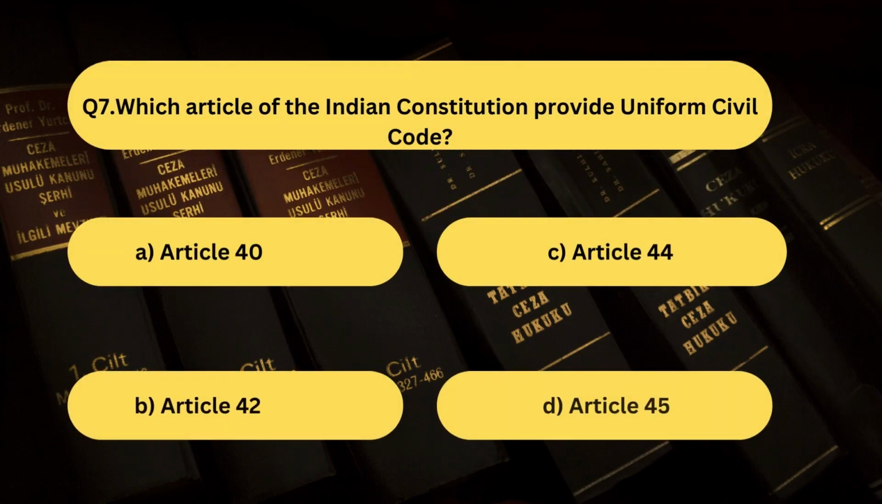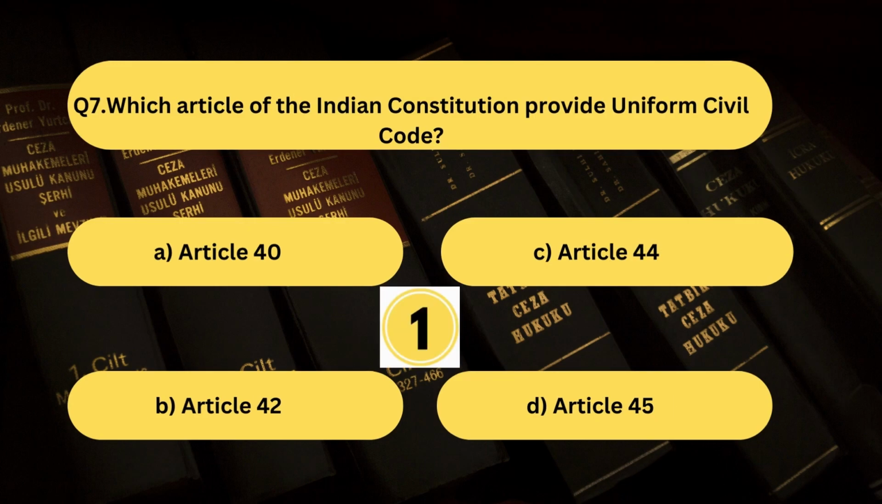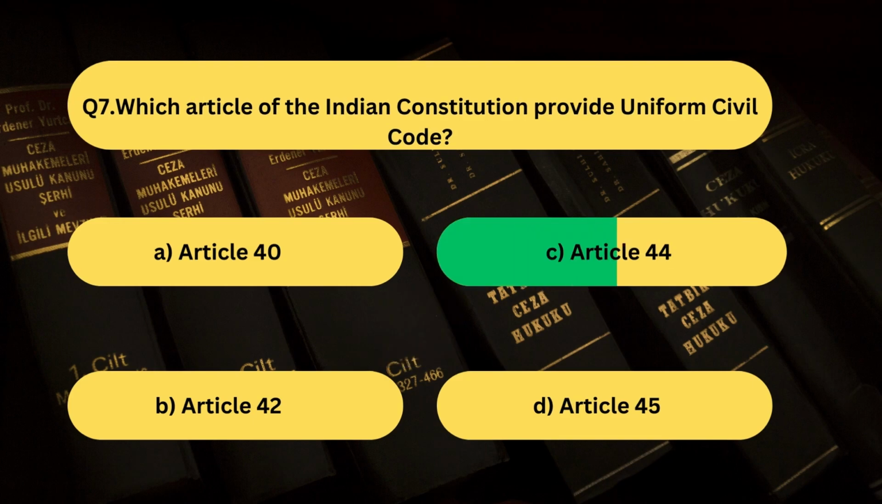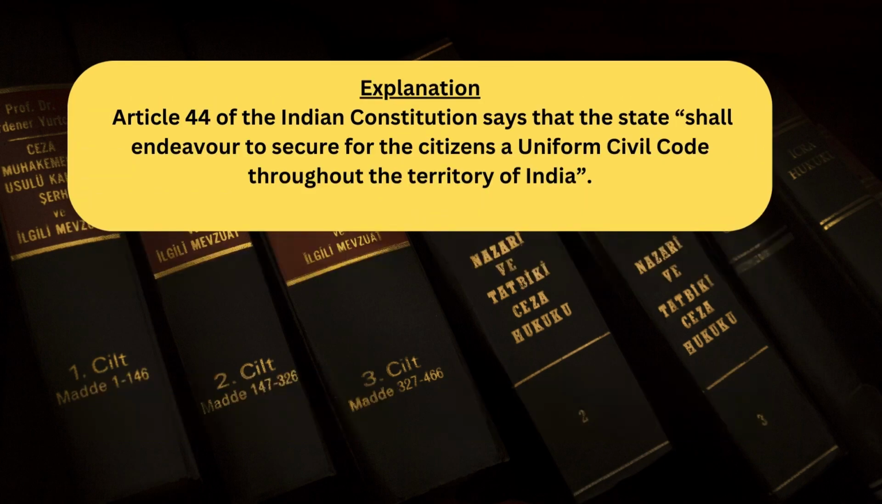Which article of the Indian Constitution provides the Uniform Civil Code? Answer C. Article 44. Article 44 of the Indian Constitution says that the state shall endeavour to secure for the citizens a uniform civil code throughout the territory of India.